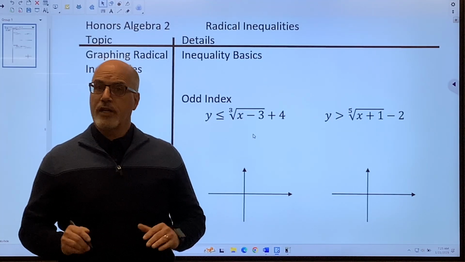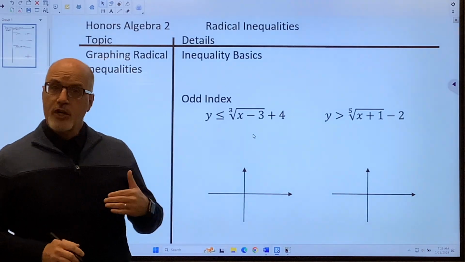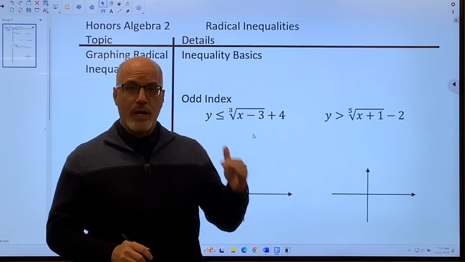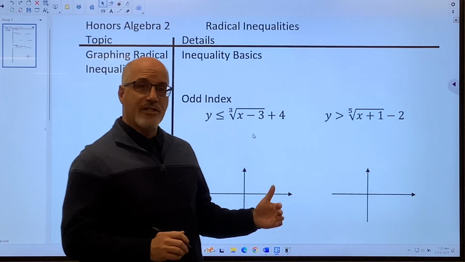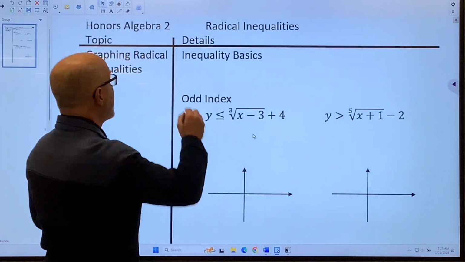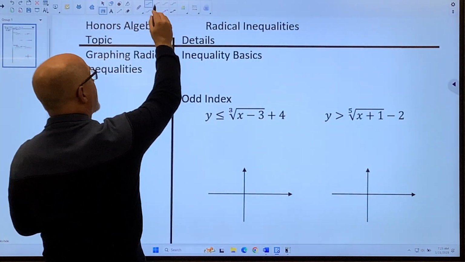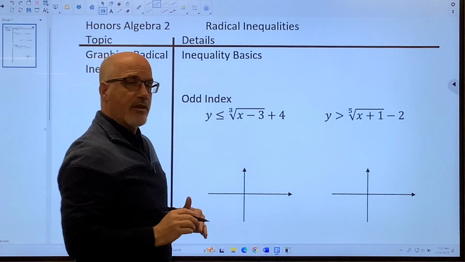In this lesson, we're going to look at radical inequalities. We're going to graph them like we did just the radicals, but then we're going to include the information that the inequality adds to the graph. Now, first of all, the basics for radicals with inequalities is just the same as regular inequalities.